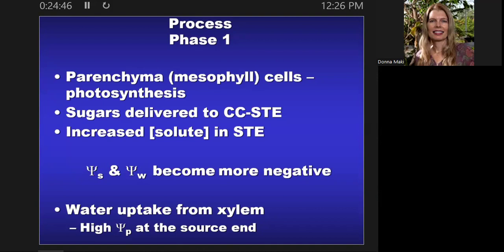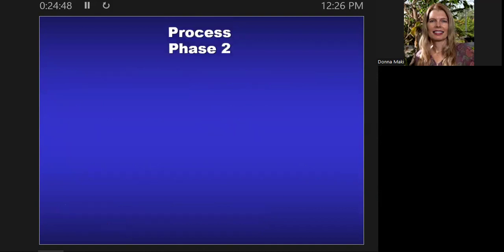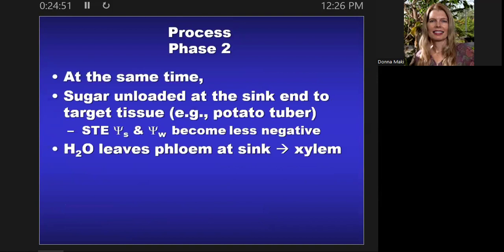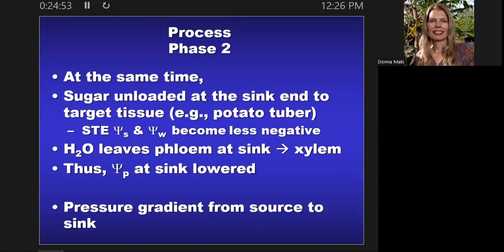And then, so that's phase 1, that's the first part of the story. And then phase 2 is what's happening at the sink. And as long as you think about both of those, what's going on at the source, what's going on at the sink, and you can show that there's a pressure gradient between the two, then you'll have sugar flow from source to sink based on that pressure gradient. So once the sugar is in the sieve tube element, you're just thinking about bulk flow and a pressure gradient. That's all that's driving it. You're not violating the water potential like we talked about.